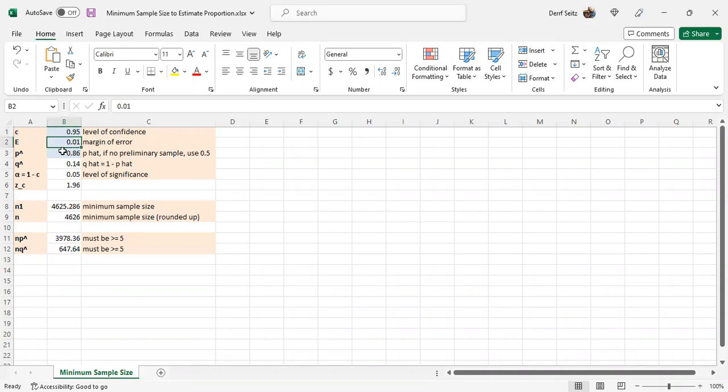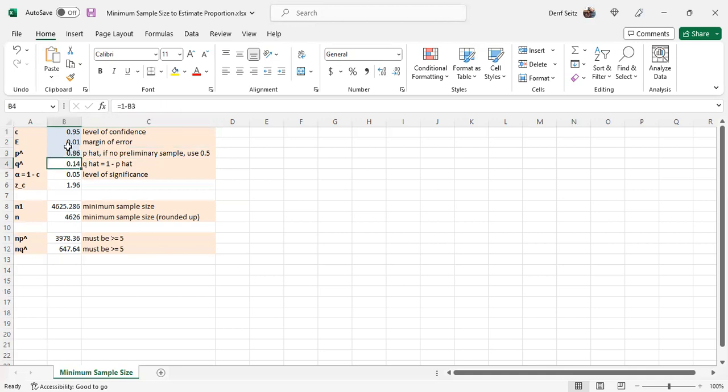The margin of error, here it's 0.01. P hat, which is the sample proportion. And if there's no preliminary sample taken, then use 0.5 for P hat.